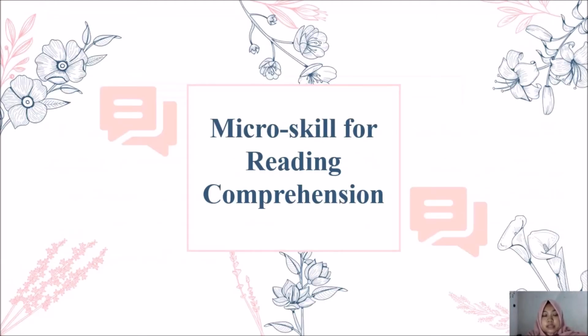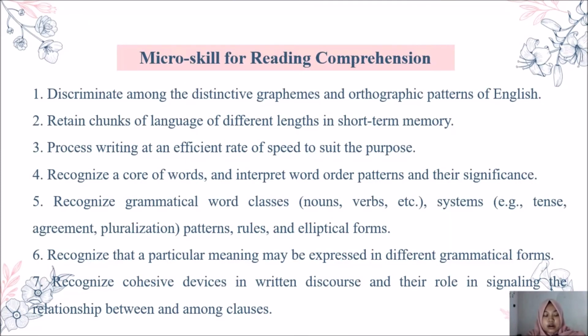Next, micro skills for reading comprehension. According to the book by Brown, note that in addition to paying attention to the genre of text, reading comprehension skills and strategies are important considerations in teaching reading skills. These micro skills are likely purposes in teaching reading comprehension. There are 7 micro skills in reading comprehension.